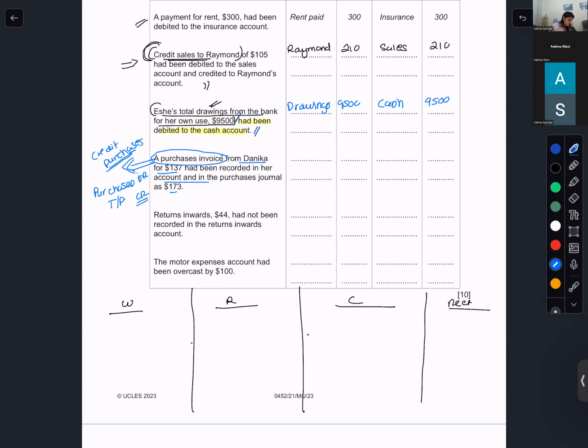Who is our trade payable? Danica, the supplier. Danica credit. This should happen, 137. So I'm writing it in the correct: purchases debit 137, Danica credit 137. Come on. What is the wrong that you have done?